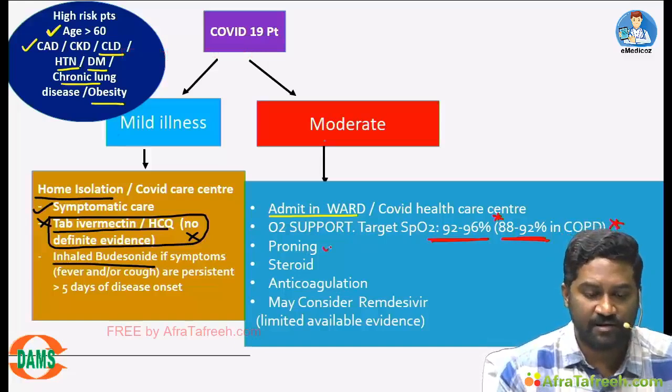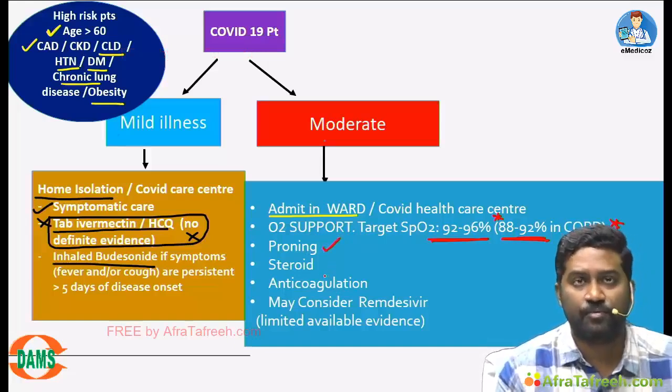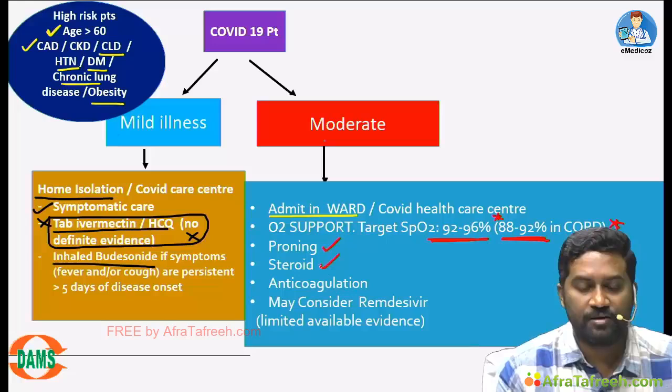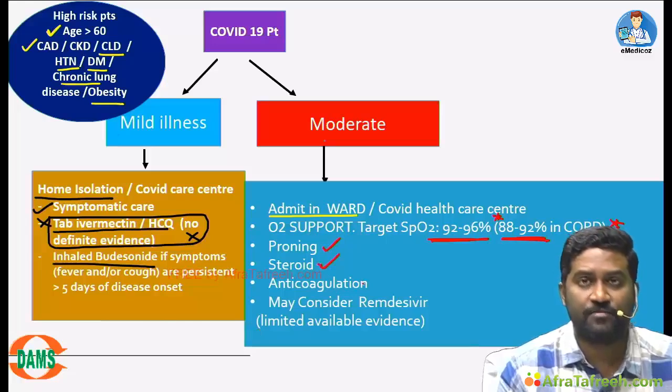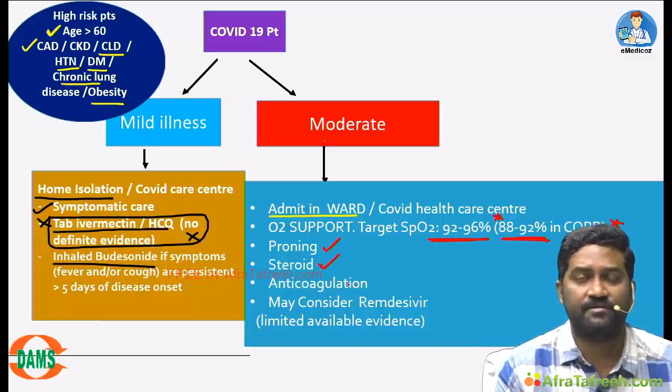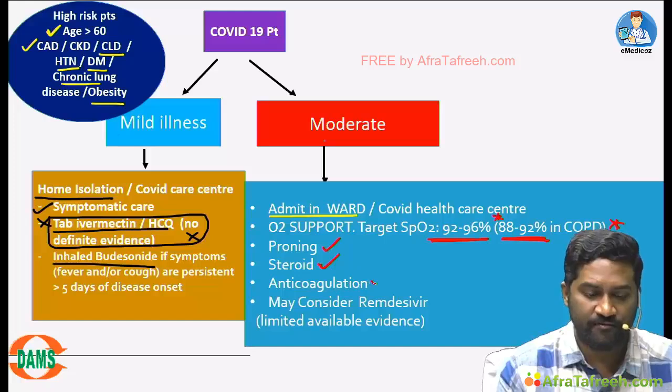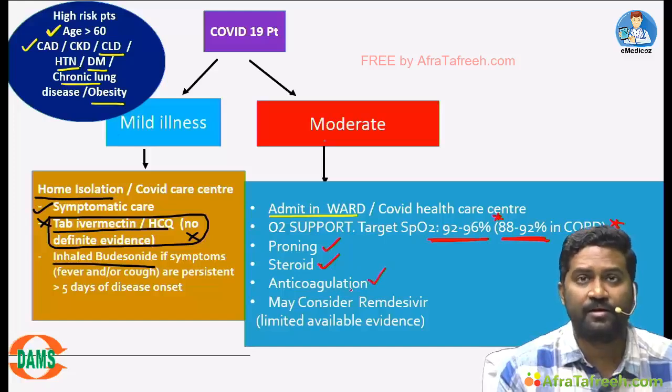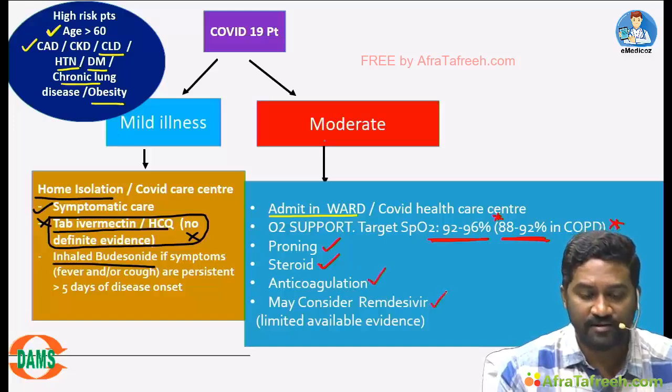Then this patient requires prone positioning to improve oxygenation, steroid to bring down that inflammatory response, and because of damage to the endothelium, there will be thrombi formation within the vessel. To take care of thrombi, we give anticoagulation, and you might consider remdesivir.